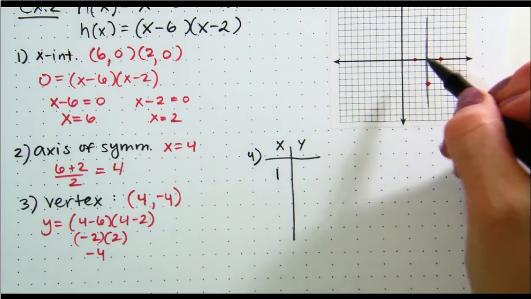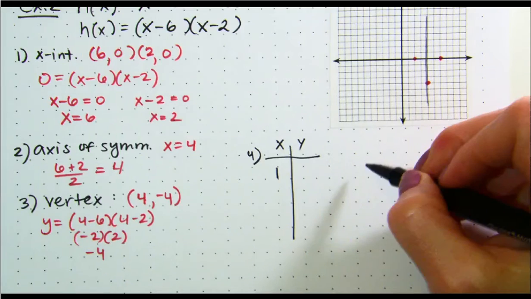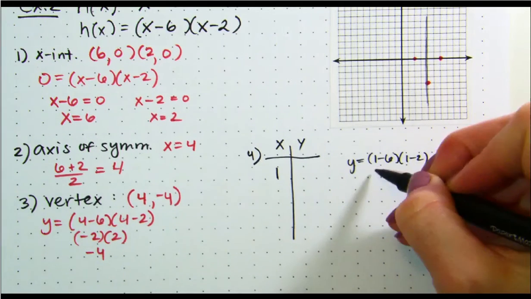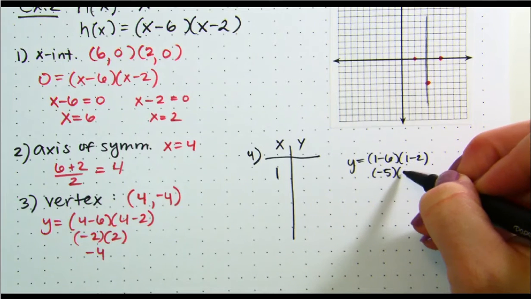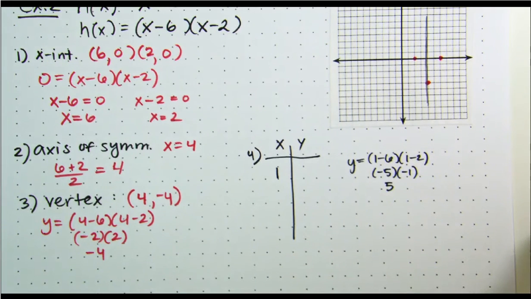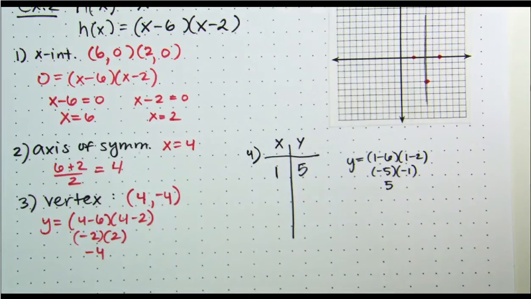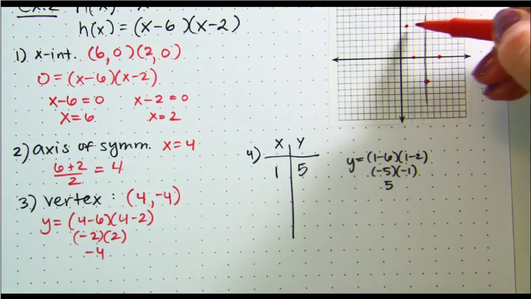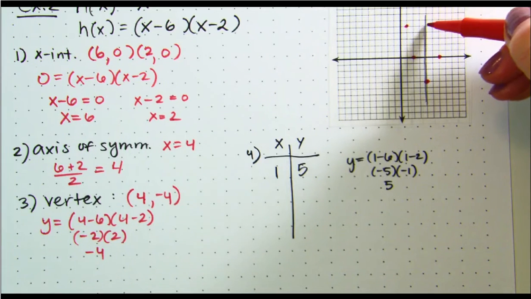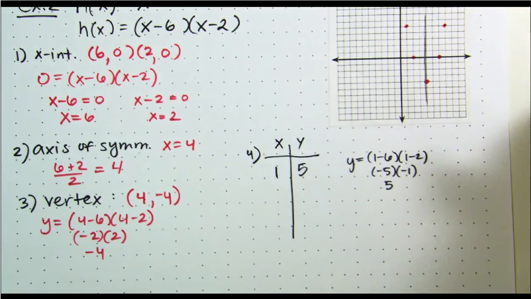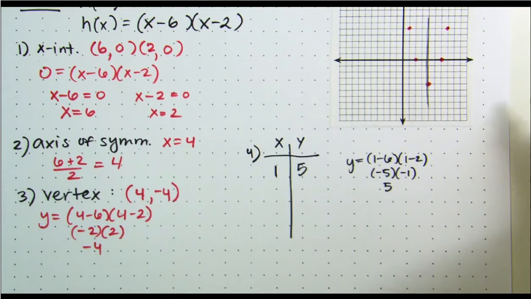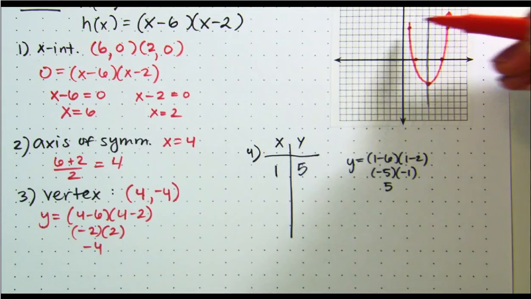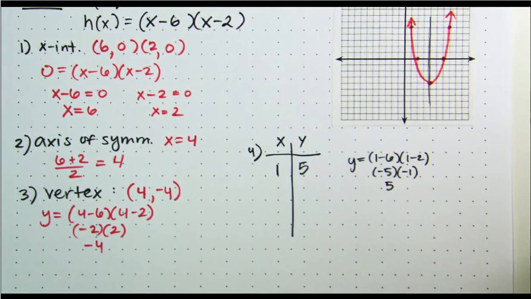So if x is 1, then y is 5. So if x is 1, y is 5. So then I know if this is 3 away from the axis of symmetry, I know that my other point is 3 in the other direction. And there's my parabola.